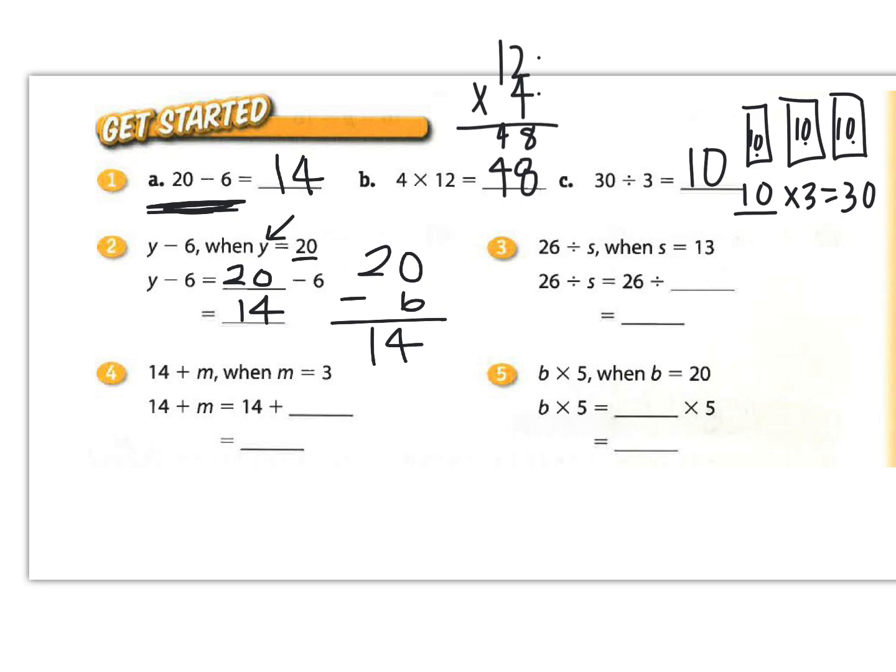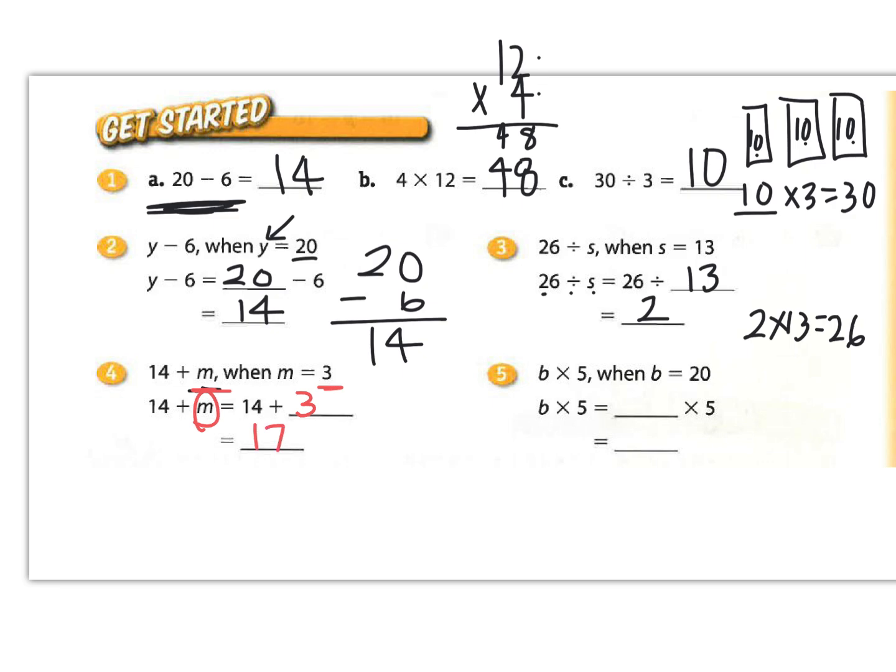So number 3, it says 26 divided by s when s equals 13. So 26 divided by s is 26 divided by 13. So then we can solve that, and I'm going to do that one in my head. 26 divided by 13 is 2 because I know that 2 times 13 equals 26. So I'm just doing the opposite. All we're doing is they're giving us a variable, and then we are substituting the number they give us. So 14 plus m when m equals 3. 14 plus m equals 14 plus 3 because we're putting 3 in for m. 14 plus 3 is 17, so now you can solve it.